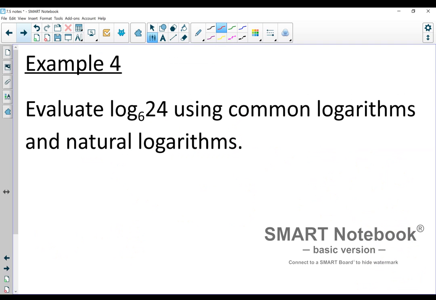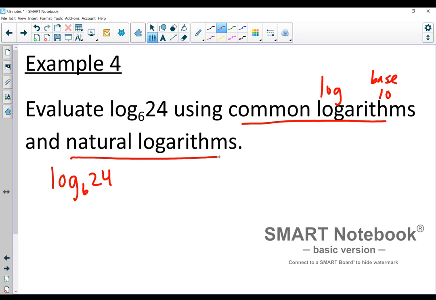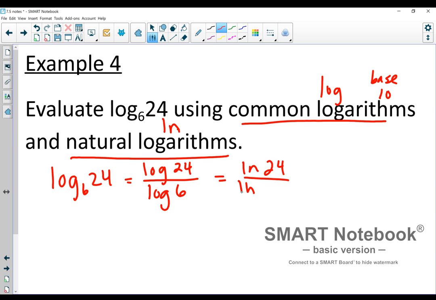So now we're going to practice using that. Log base 6 of 24. So we want to evaluate it using common logs and natural logarithms. So common log is just the word log, like this with no base because it's understood it is base 10. This is the one that's on our calculator. Natural log, remember we write it as ln, and that's base e. So this is going to be log of the big number, and by big number I mean the one that's written larger. So log 24 divided by log 6. Or we could write natural log of 24 over natural log of 6.